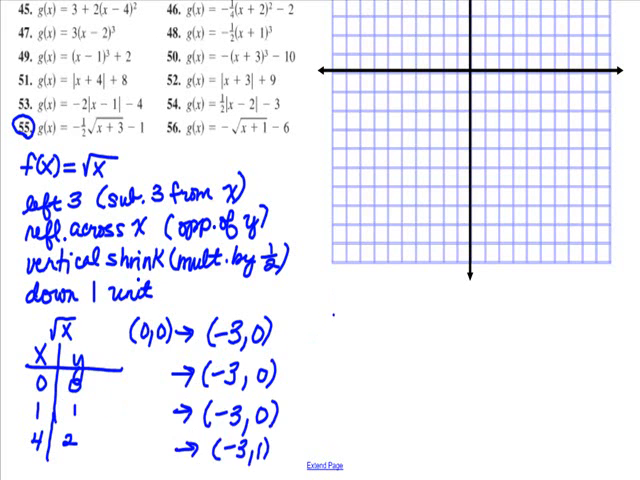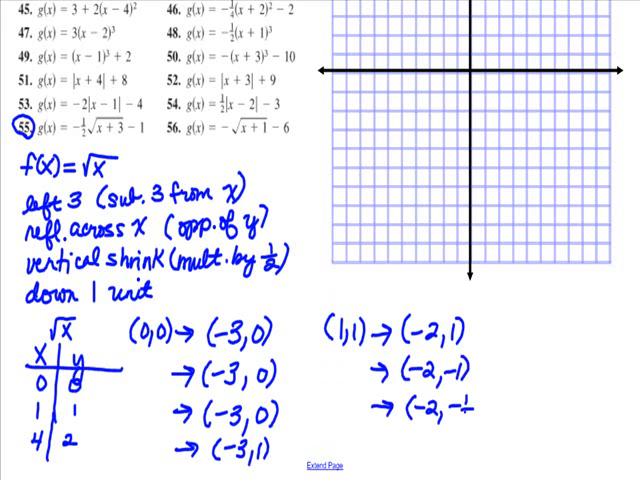The point 1, 1, left 3 would be -2, 1. Now when we reflect it across the x, that becomes -2, -1. Shrink it by a factor of 1/2, becomes -2, -1/2. And then move that down by 1 unit. So if we subtract 1 from -1/2, we get -3/2. Okay.